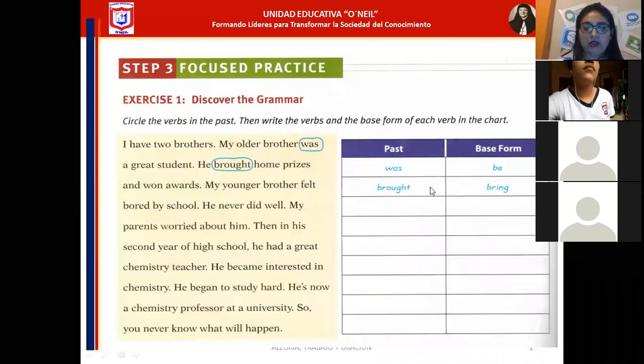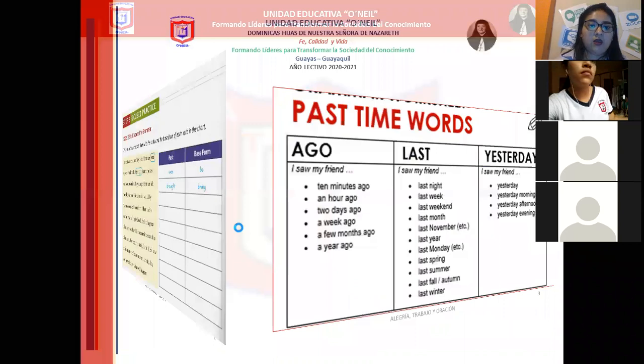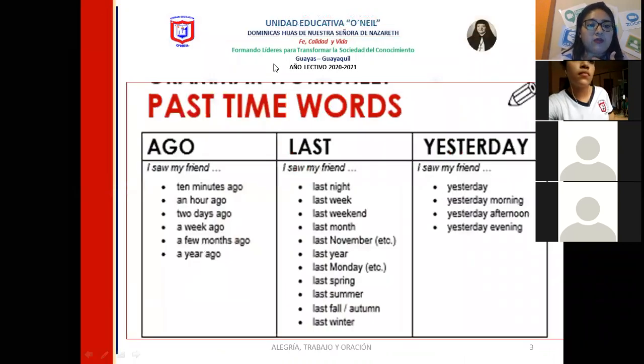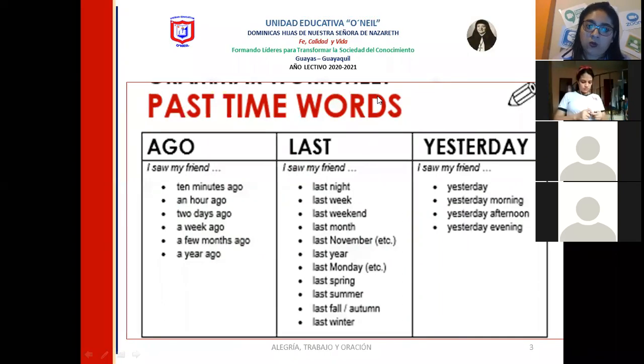Ok, let's continue with the other slide. You look at, please, the other activity. Ok, este cuadro de aquí ya lo hemos visto, pero igual lo puse para recordarlo. These are the past time words. Do you remember the past time words: ago, last, and yesterday? You use these words in past tense. I saw, for example, I saw my friend. Un ratito, chicos.